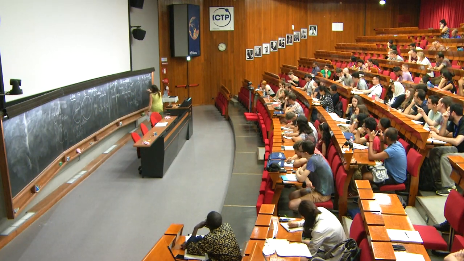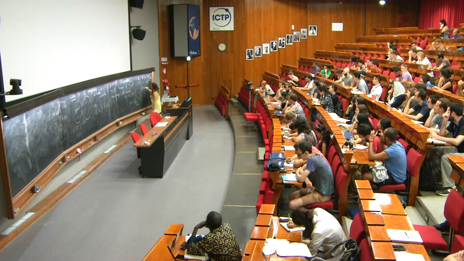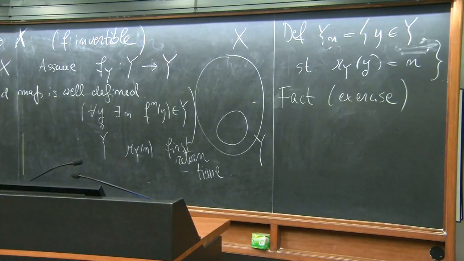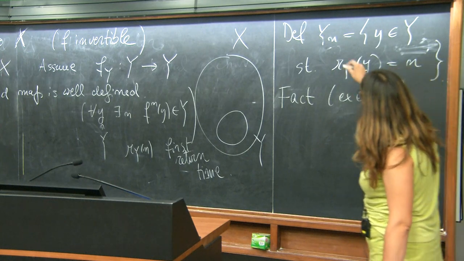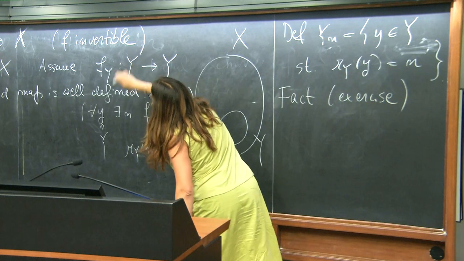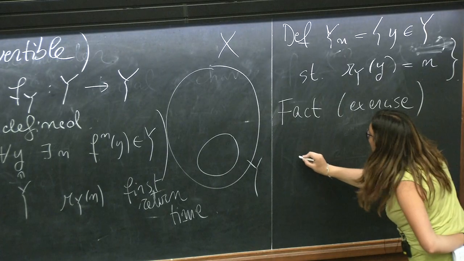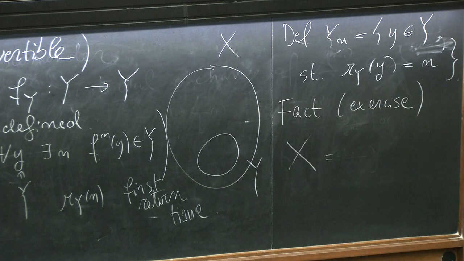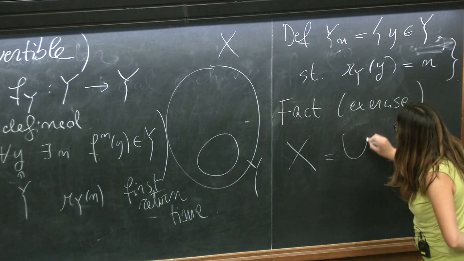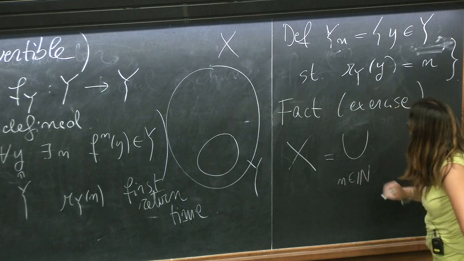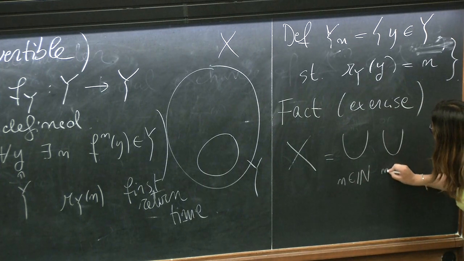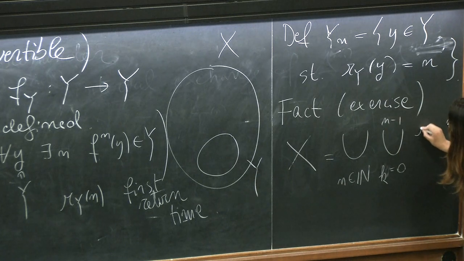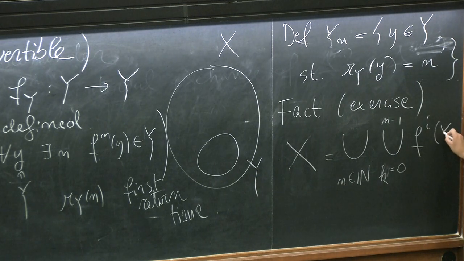Let me state a fact, which you can try to prove as an exercise. It's similar to the Poincaré recurrence exercise that Stefano left yesterday, but it's a little annoying to check, and you really want to use invertibility. The fact is that I can write my whole space X as the following union: the union over n, of the union over i from 0 to n minus 1, of f to the i of Y_n.